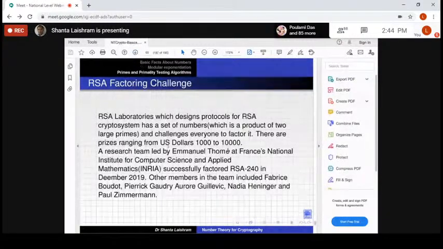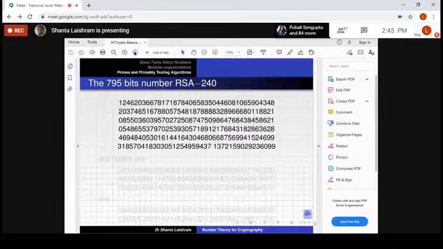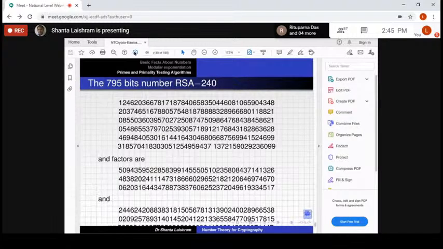So in December 2019, a research team led by Emmanuel Thomé in France factored this RSA 240. Other members of the team include Fabrice Boudot, Pierrick Gaudry, Aurore Guillevic, Nadia Heninger, and Paul Zimmermann. So this is the number. This is a 795-bit number, 240 digits, and these are the factors.